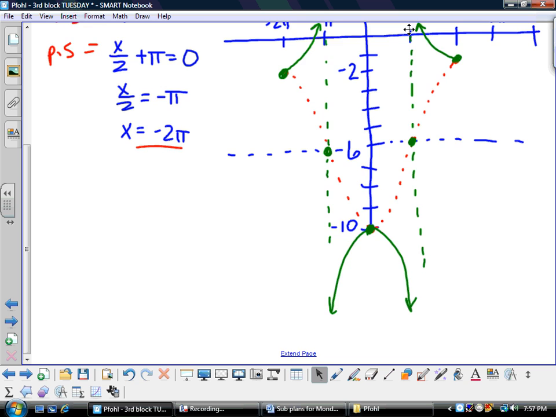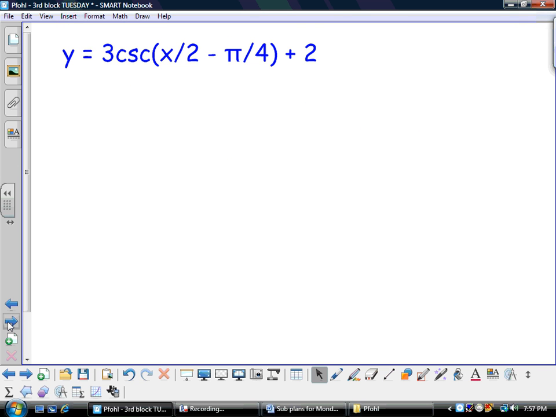We'll do the same thing on this last example. Y equals 3 times the cosecant of x over 2 minus pi over 4 plus 2. Cosecant is the reciprocal of sine, so we're going to start by making the sine graph. Pause the video, make the sine graph on your own.